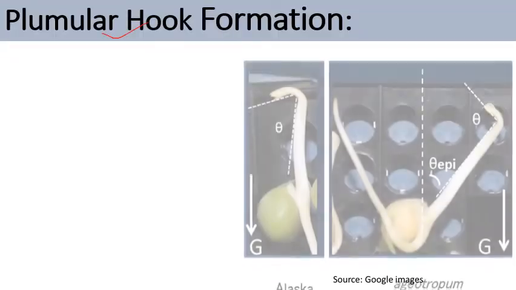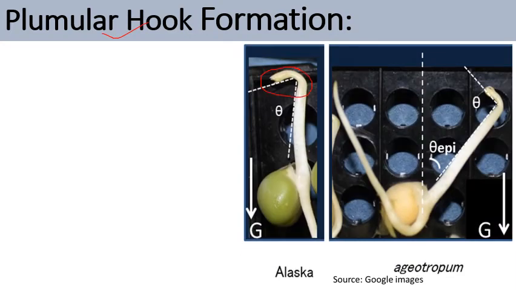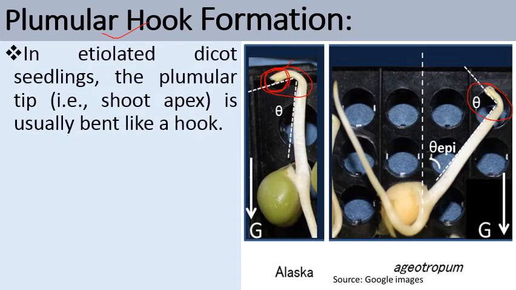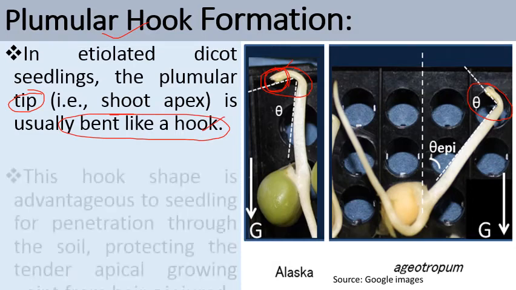Next physiological response of ethylene is plumular hook formation. So this is the picture which shows the plumular hook formation. The advantage of this hook is that while penetrating through the soil, this hook formation prevents the direct exposure of this apical region to the soil surface, which prevents injury to this apical region. So in the etiolated seedlings, in case of dicot plants, the plumular tip, that is the shoot apex, is usually bent like a hook, and this is due to the presence of ethylene.